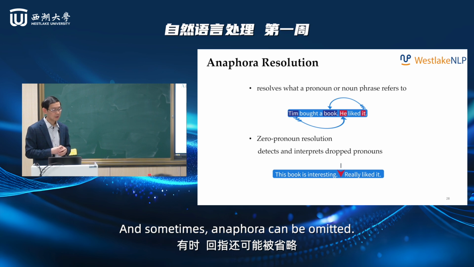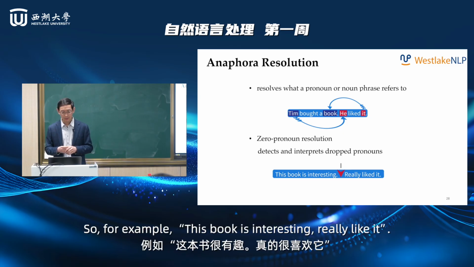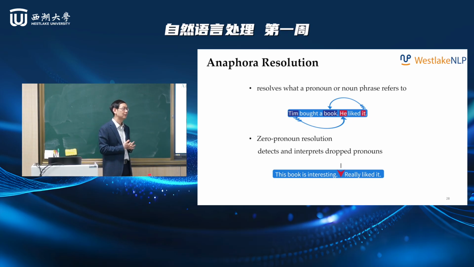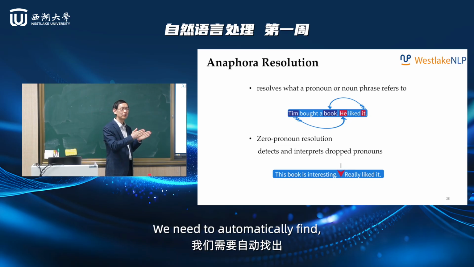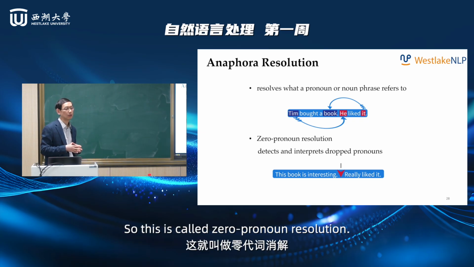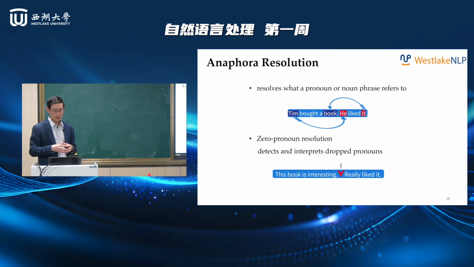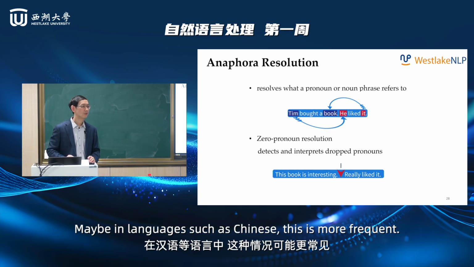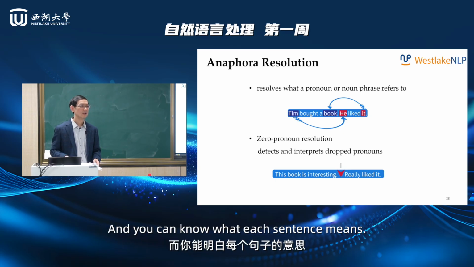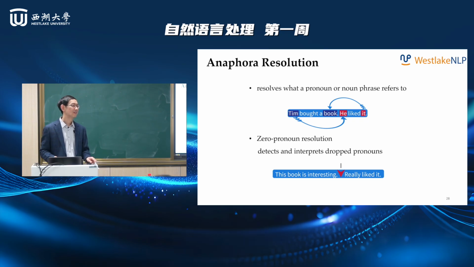And sometimes the anaphora can be omitted. For example, this book is interesting. Really like it. Here, you miss the subject I. But you need to automatically find that there is a zero pronoun, or a missing pronoun, and then identify it. So this is called zero pronoun resolution. Maybe in languages such as Chinese, this is more frequent. But sometimes you see a sequence of sentences without subjects, and you can know what each sentence means.